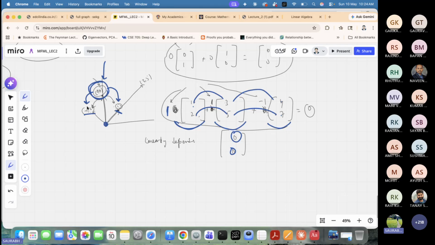Let's say, for example, 0, 0 is already a linearly dependent vector. It's already dependent, because this is a part of your axis. 0, 0 would always be a dependent vector, no matter what. The zero vector is always a dependent vector.